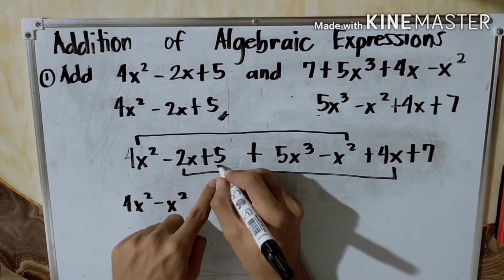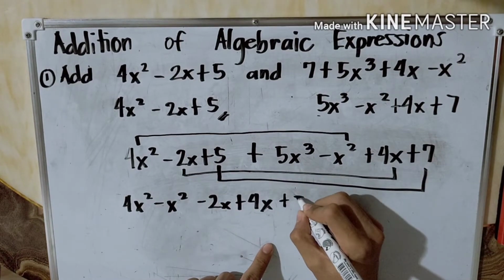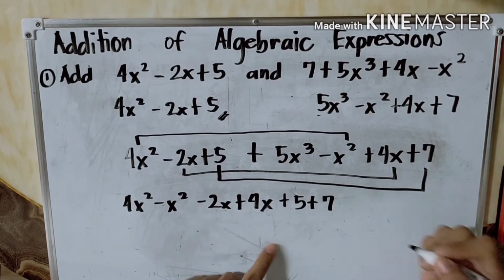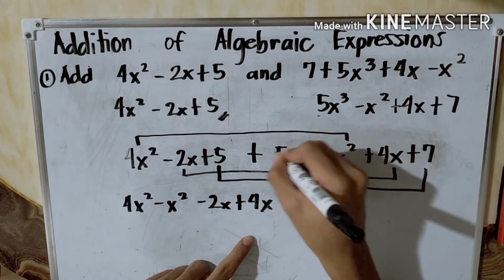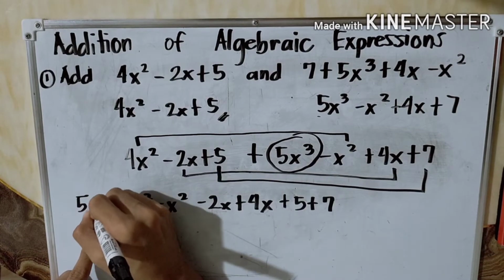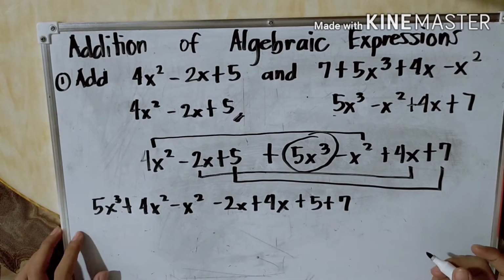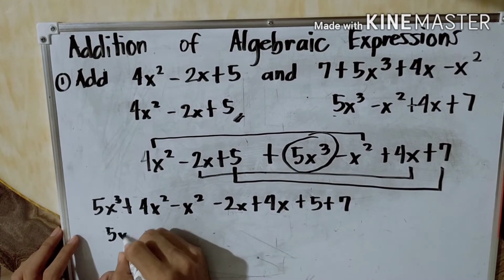Then yung constant, positive 5 to positive 7. Kaya meron kang plus 5 plus 7. And since itong ating 5x cube ay walang ka-partner, lagay mo lang siya dito sa unahan. That's it. And then you just subtract 5x cube.